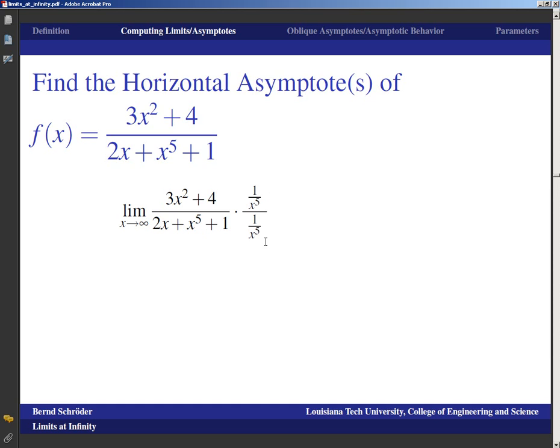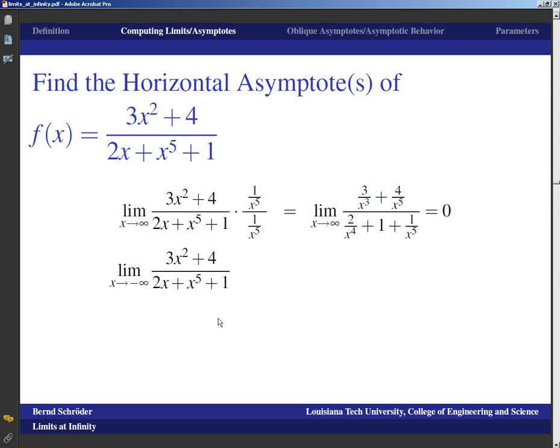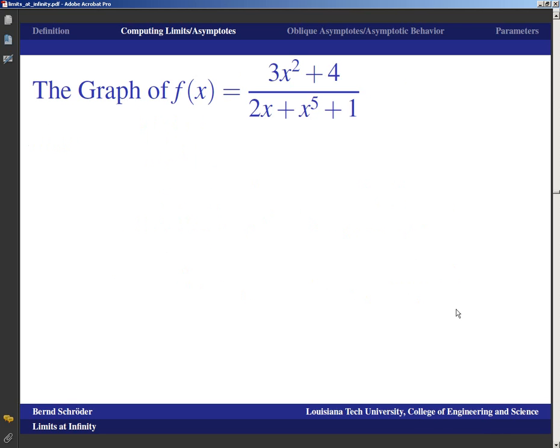Okay, so we expand with 1 over x to the 5th. We end up with 3 over x to the 3rd plus 4 over x to the 5th, divided by 2 over x to the 4th plus 1 over x to the 5th, like so. And of course that limit is 0 plus 0 over 0 plus 1 plus 0, so that ends up being 0. And as x goes to minus infinity, we do the same thing, and we end up with 0 as the limit too.